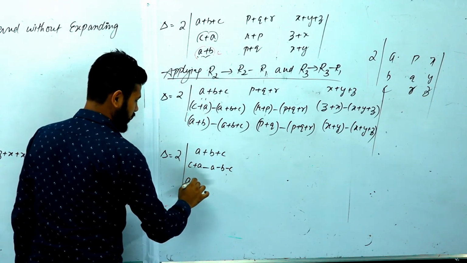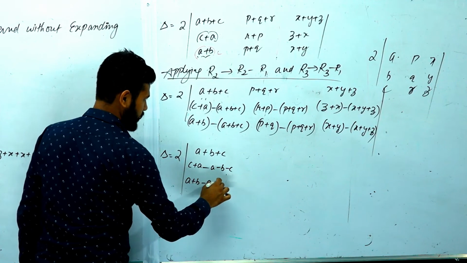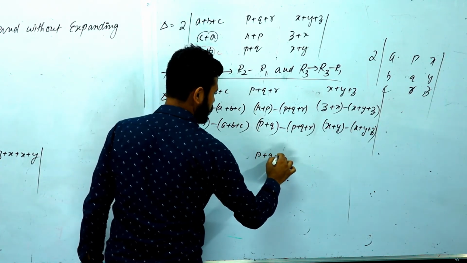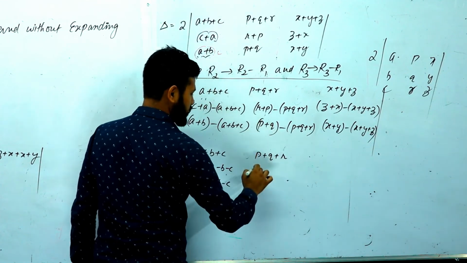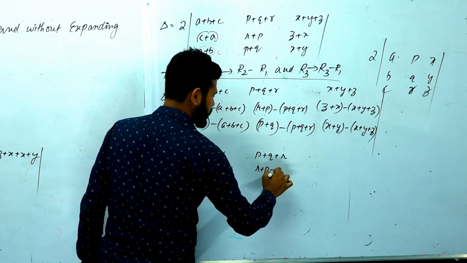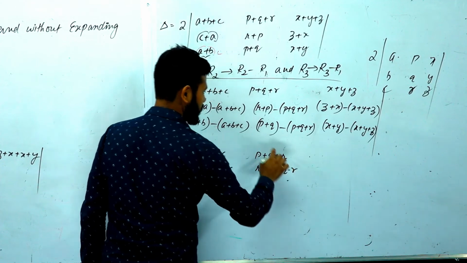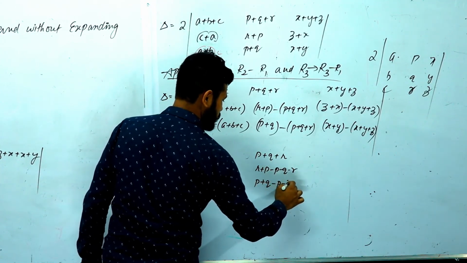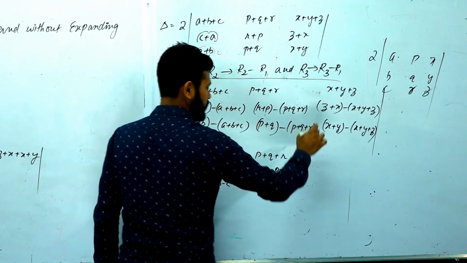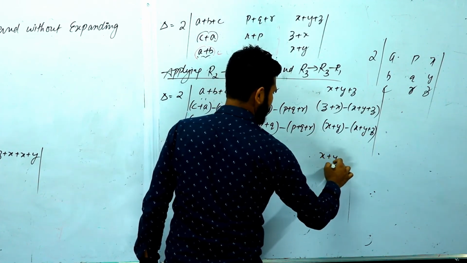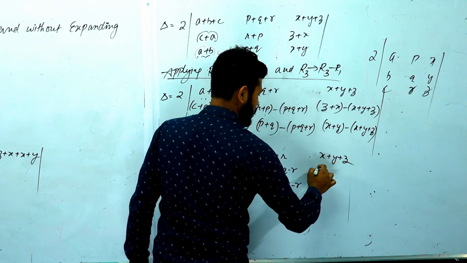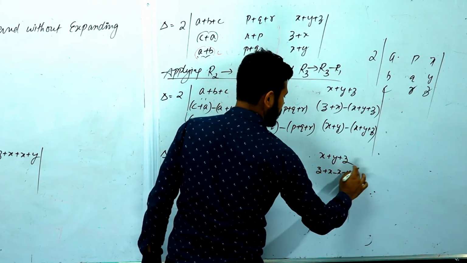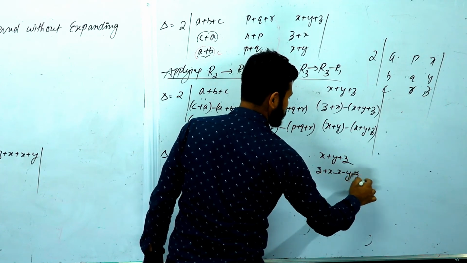Same thing here also: A plus B minus A minus B minus C. Same thing goes here. P plus Q plus R. Here is R plus P minus P minus Q minus R. Here is P plus Q minus P minus Q minus R. Same thing is here also. X plus Y plus Z. Z plus X minus X minus Y minus Z. And here X plus Y minus X minus Y minus Z.